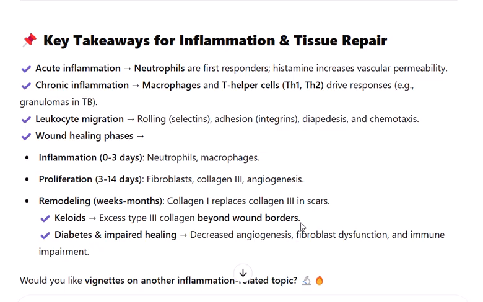Wound healing phases: inflammation, 0 to 3 days, neutrophils, macrophages; proliferation, 3 to 14 days, fibroblasts, collagen III, angiogenesis; remodeling, weeks to months, collagen I replaces collagen III in scars. Keloids: excess type 3 collagen beyond wound borders. Diabetes and impaired healing: decreased angiogenesis, fibroblast dysfunction, and immune impairment.